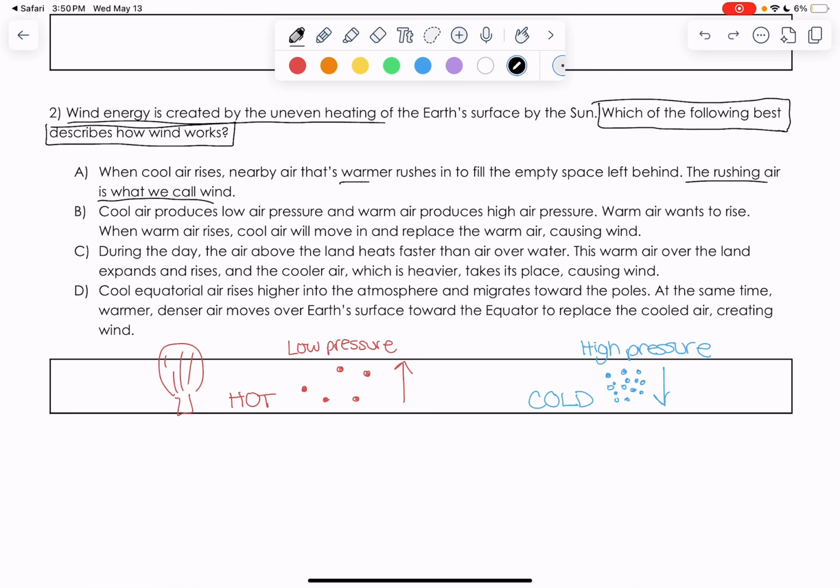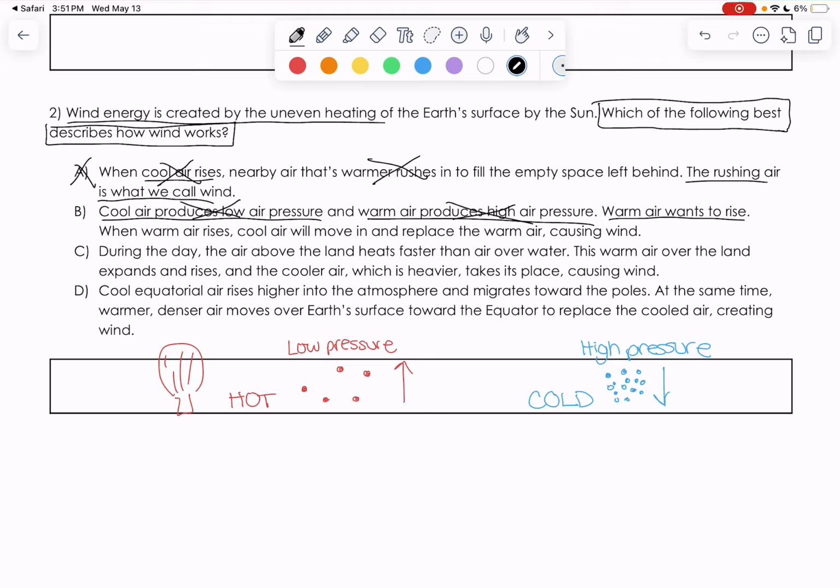So when it says warm air rushes in, that's not true. These low pressure kids do not want to rush over there. So that makes this wrong, but also cold air does not rise. So A is incorrect. B says cool air produces low air pressure. Is that true? No. Warm air produces high air pressure. Nope. They have that backwards.